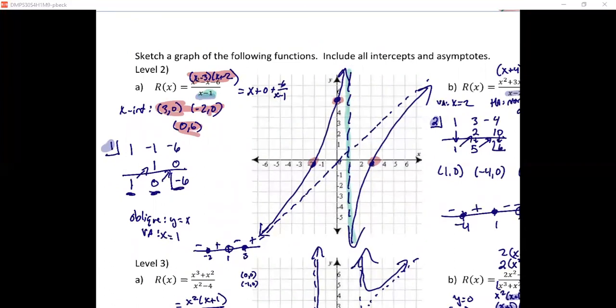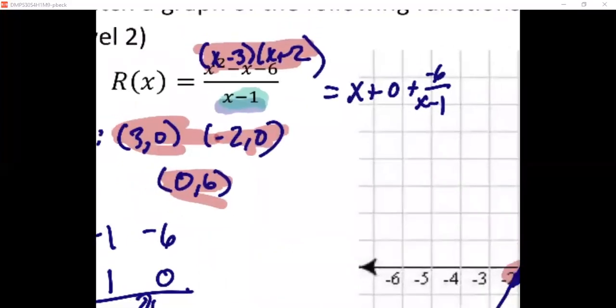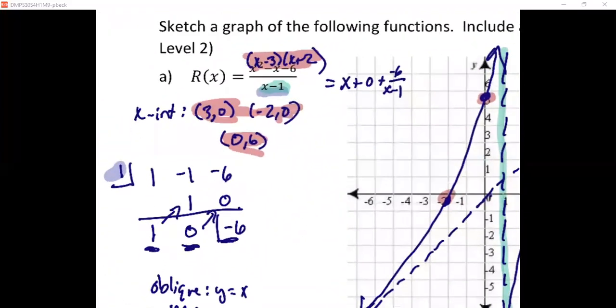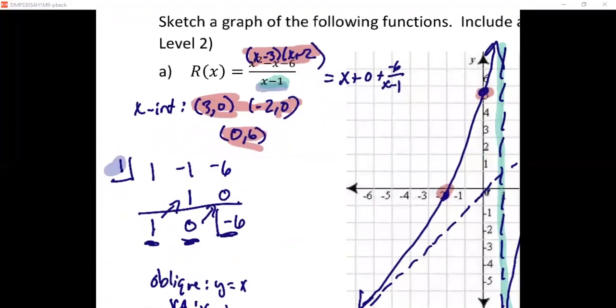And now, since the numerator is 1 degree above the denominator, which we could see right there, that means we're going to have an oblique asymptote. Now, to find that oblique asymptote, we're going to have to divide. So I will show you both long division and synthetic division. When it comes to our synthetic division, the x minus 1 in the denominator means that there's a 1 that's going to go in this box.